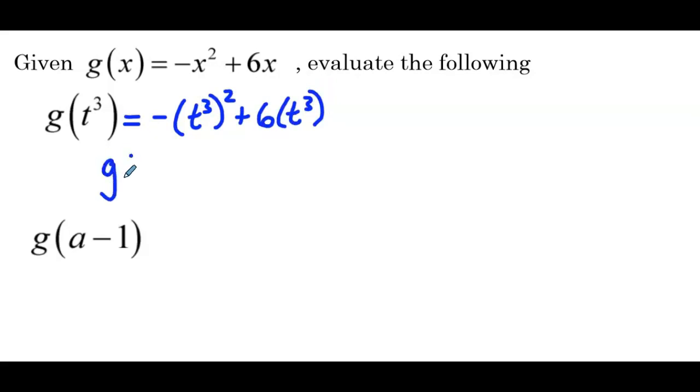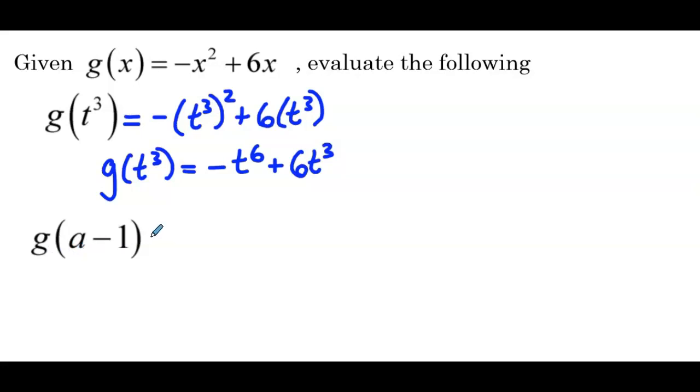So we're going to simplify. So g of t cubed is equal to negative, so t cubed to the second power, we multiply our exponents. So we have t to the 6 plus 6t cubed. We don't have like terms, so that is our output. If we input t cubed in this particular function, our output is negative t to the 6 plus 6t cubed.